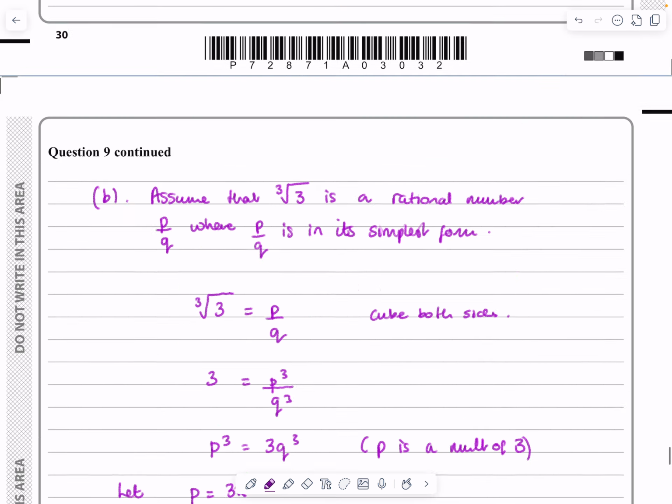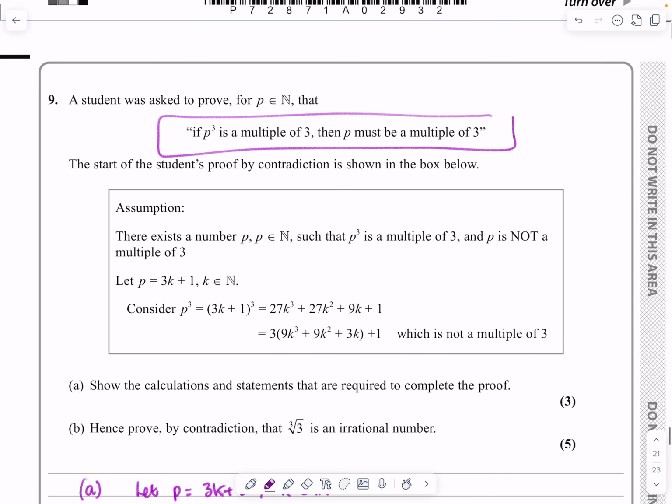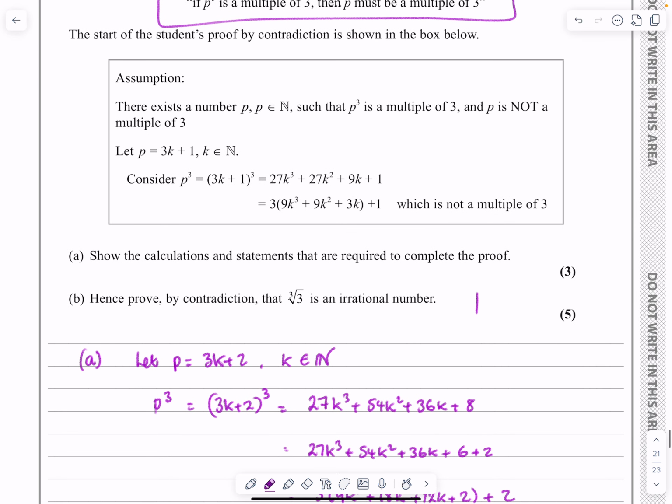So yeah, not a bad question to finish off on. The first part might have caught us out a little bit, but that second part, if you've worked hard, should be a good 5 marks for you. Okay, hopefully that all makes sense.